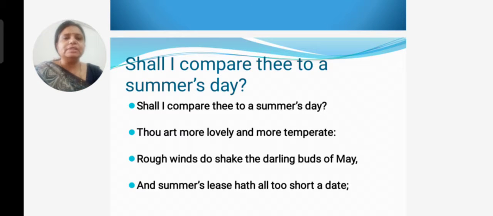So here you have to imagine that he is comparing the fair youth, his friend, to something very welcome, something very beautiful. So he said, and now notice the question mark in the title of the poem, Shall I compare thee to a summer's day? So there is a doubt whether he should compare the fair youth to a summer's day or not. And what those doubts are and how he clears them is the content of this poem.